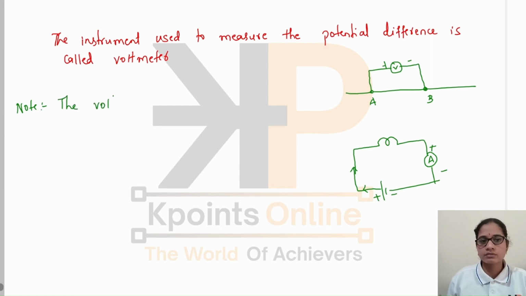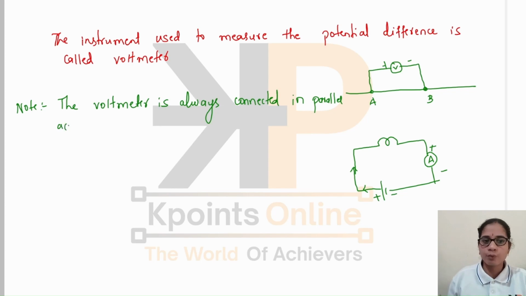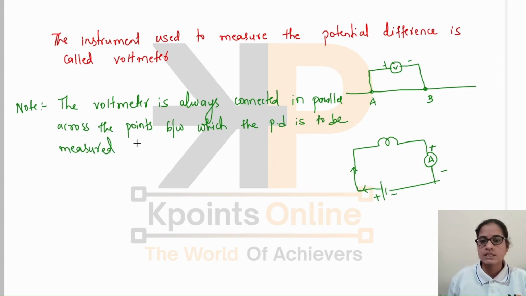So note here, the voltmeter is always connected in parallel across the points between which the potential difference is to be measured. See here, we want to measure the potential difference between A and B. Then we will connect the voltmeter parallel across these points.